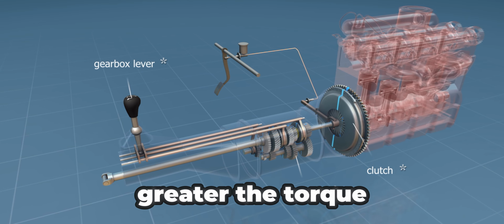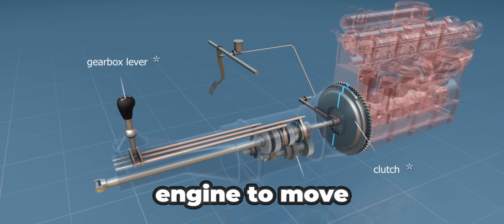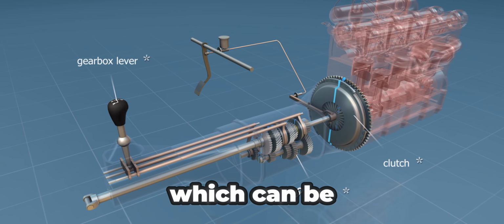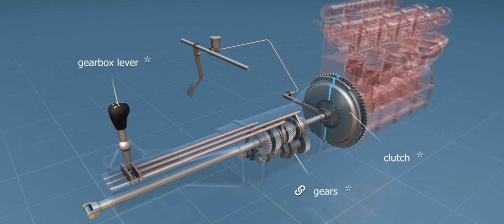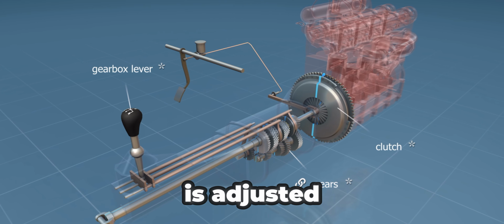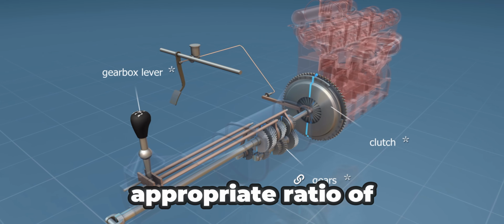To enable the engine to move the gears, a connection has to be established between them, which can be disengaged if needed. This is the job of the clutch. The optimal RPM is adjusted by setting the appropriate ratio of the gears.